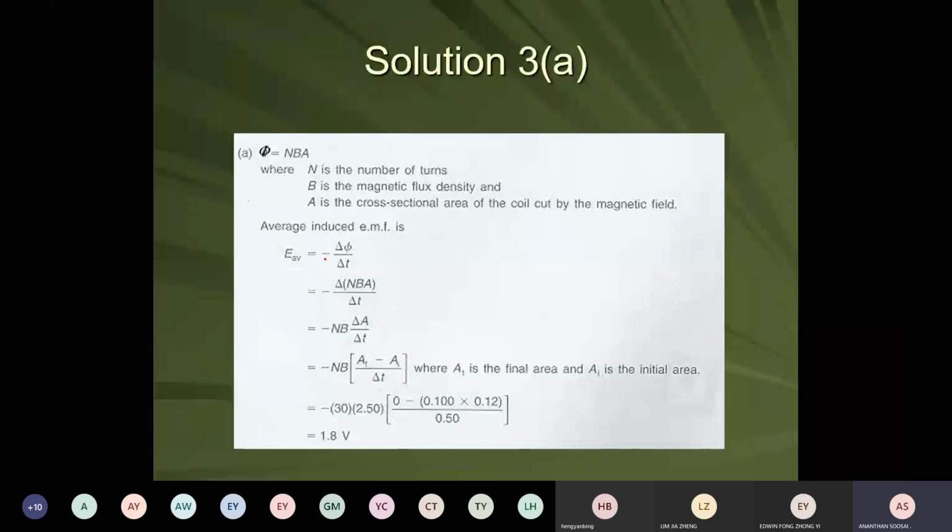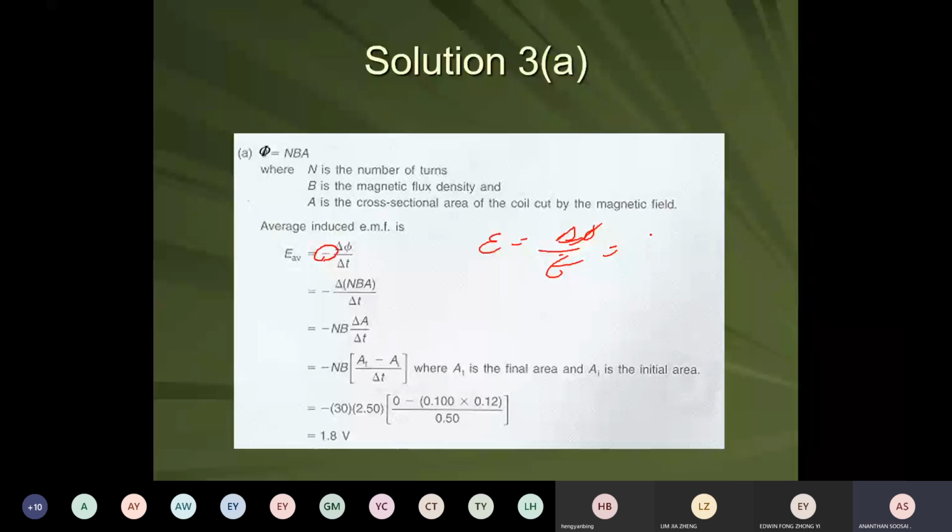Oh yeah, so negative. I forgot to mention this. This negative is due to Lenz. Lenz said the EMF induced always opposes the movement. So he put negative. So negative is from Lenz's law. But Cambridge, what are they going to put? They're going to put the EMF as the change in flux over time.